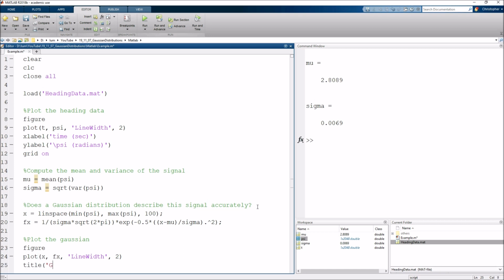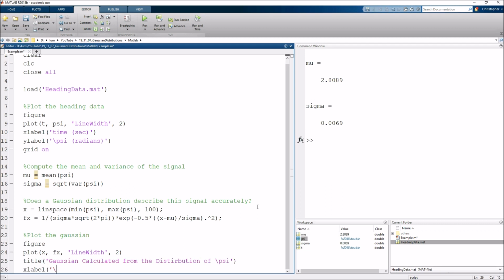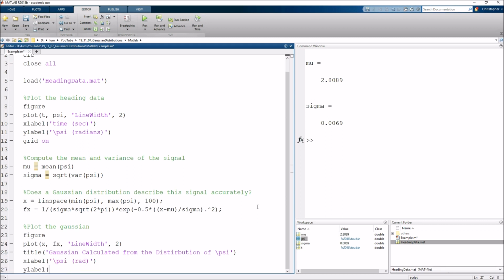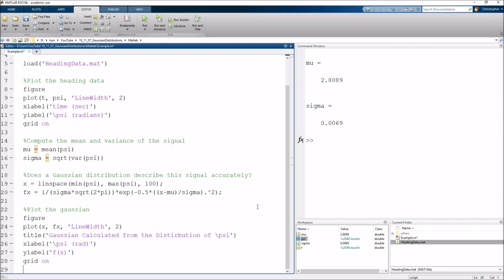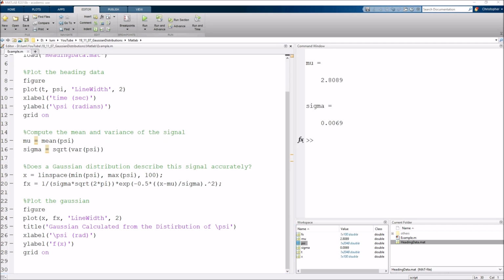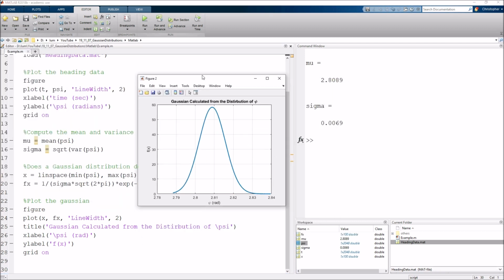So the title of this is the Gaussian calculated from the distribution of psi. Right? So the x label is going to be psi values, in units of radians, and the y label is going to be the probability distribution function f of x, right? So let's turn the grid on. Let's go ahead and run this, and here's our Gaussian distribution, okay?